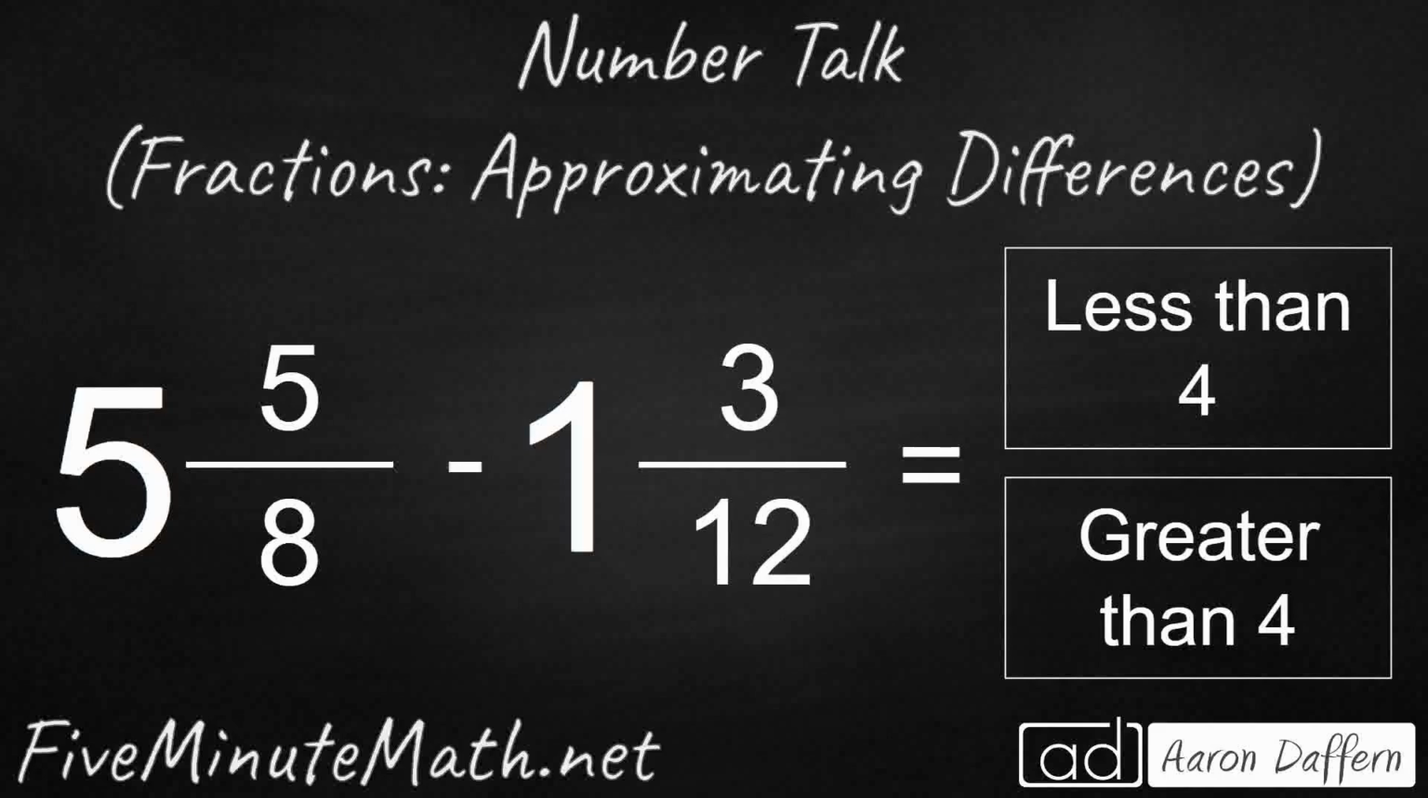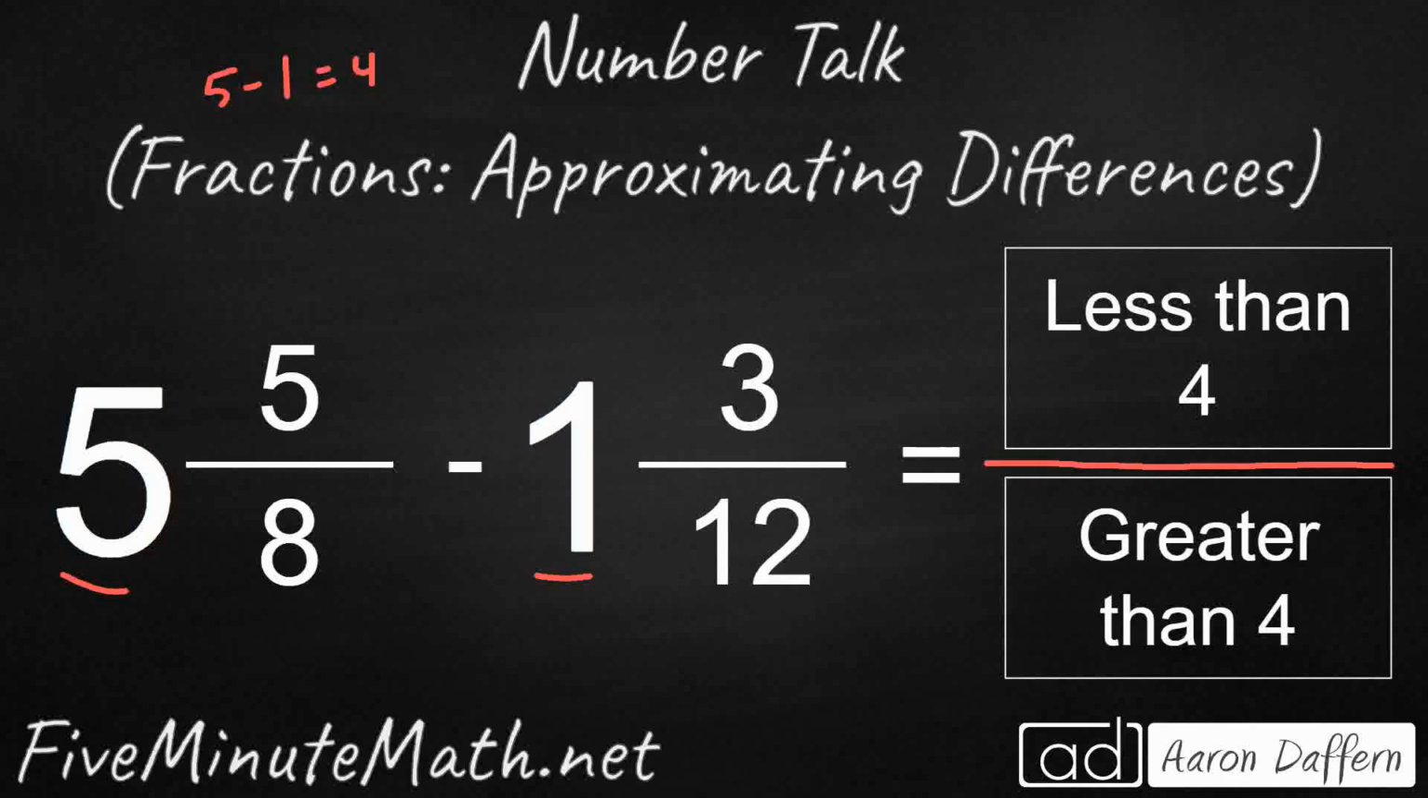Today, for our number talk, we are looking at these two mixed numbers and approximating the difference, trying to figure out whether it would be less than 4 or greater than 4. So one thing we should note is that if we were to simply look at our whole numbers, 5 and 1, and say, all right, what is 5 minus 1? Well, that is going to be 4, which is our midpoint right here.